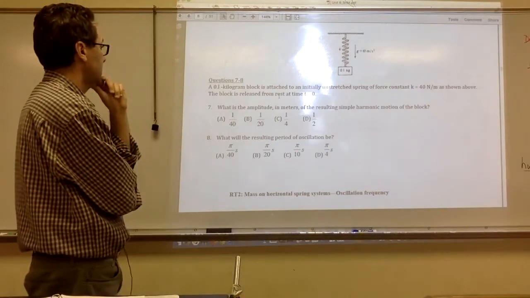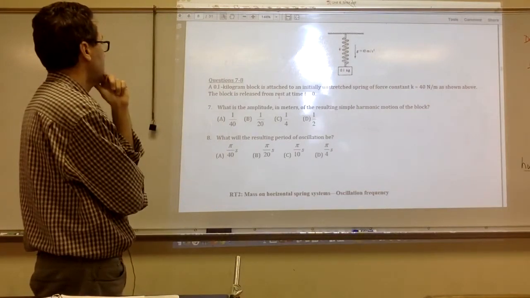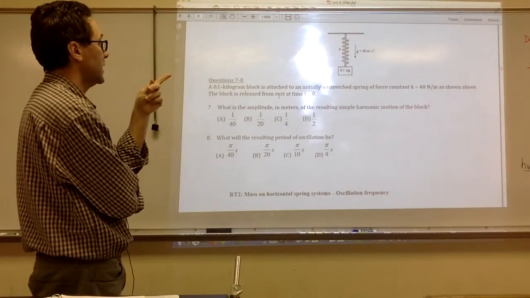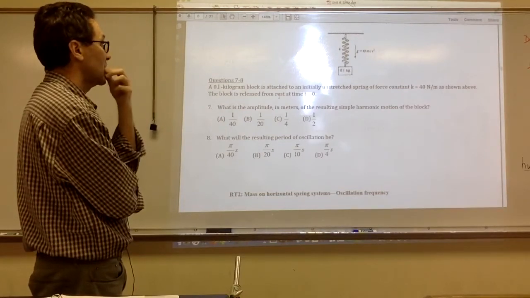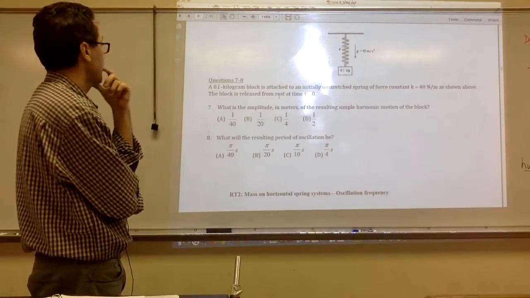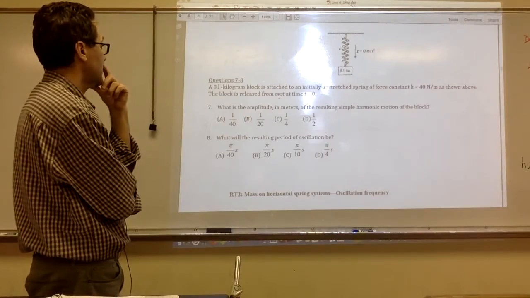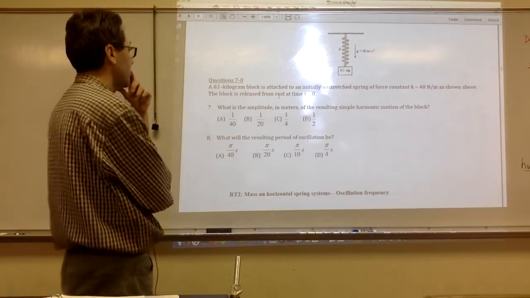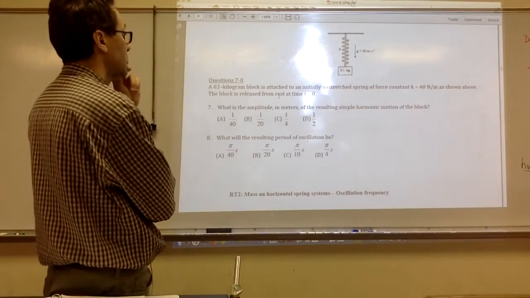Question 7 and 8. A 0.1 kilogram block is attached to an initially unstretched spring with a spring constant of 40 newtons per meter. The block is released from rest at time t equals 0. What is the amplitude in meters of the resulting simple harmonic motion?